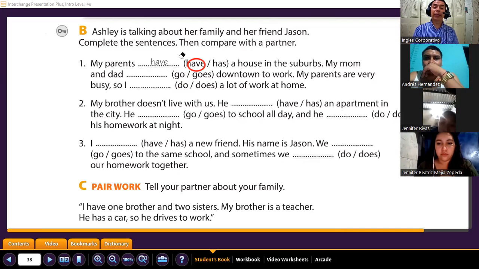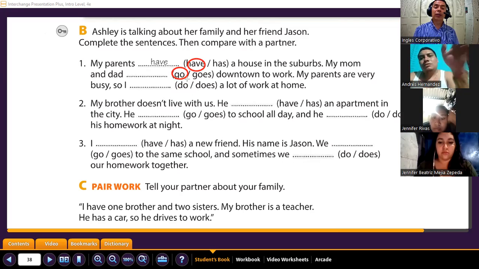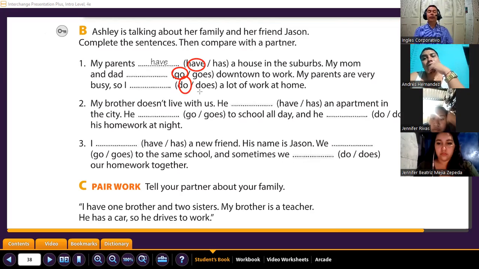Give me a second, sorry, I got lost here with the little circle. Okay, my mom and dad go. And I do, right? I do a lot of work. Very good.